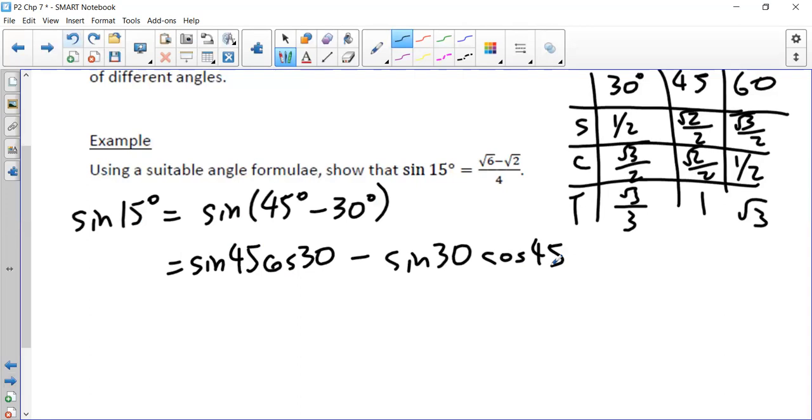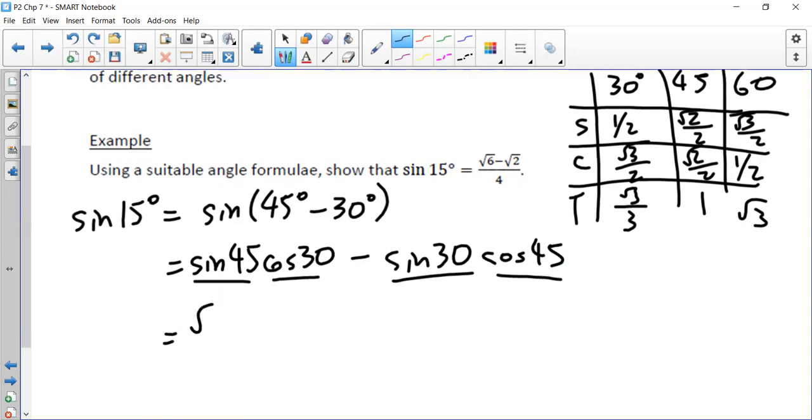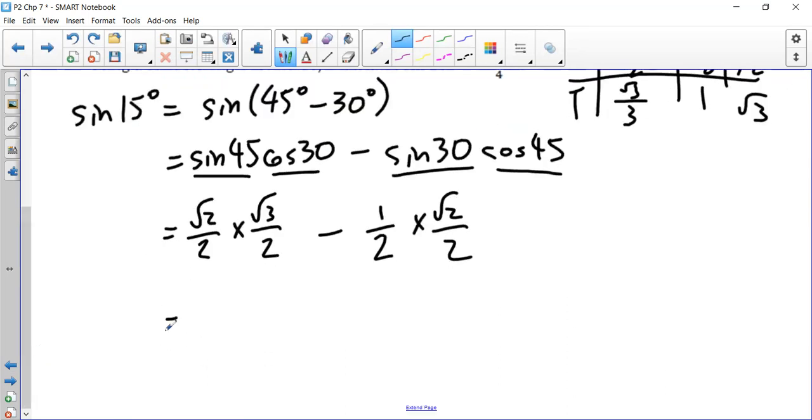The reason we do that is because we do know the exact value of individual terms, right? Sine 45 is root 2 over 2. Cos 30 is root 3 over 2. Sine 30 is a half. Cos 45 is root 2 over 2. So if I simplify, the first term is root 6 over 2. The second term is root 2 over 4, and that's it.